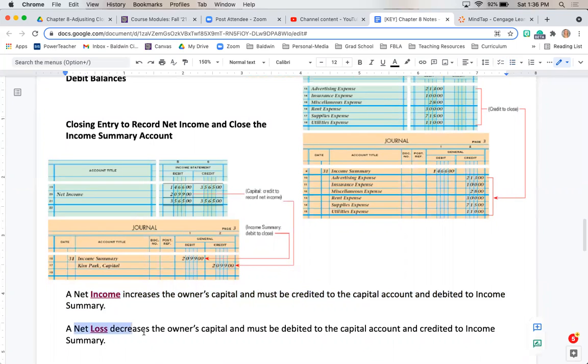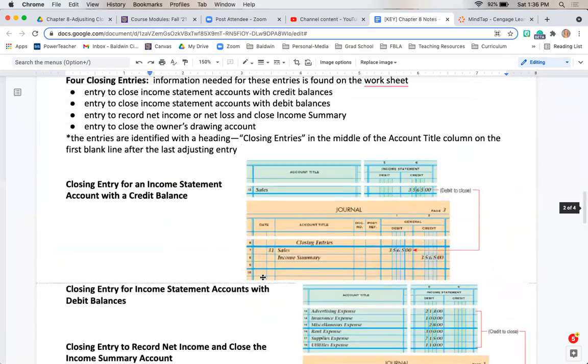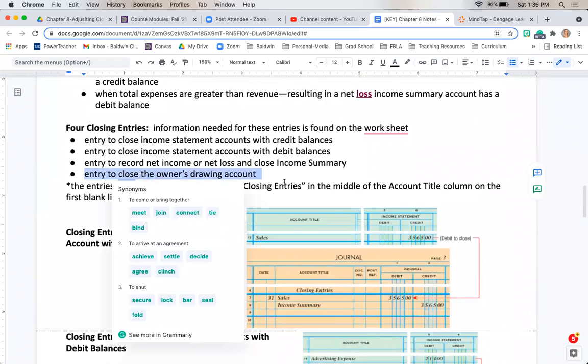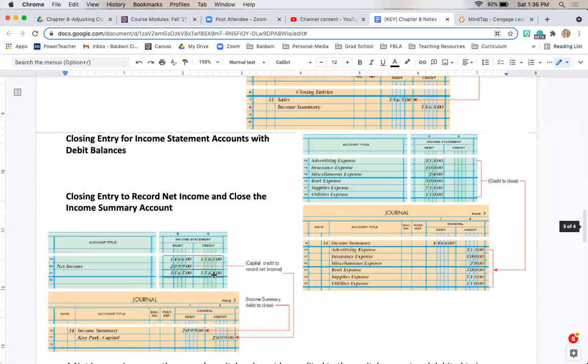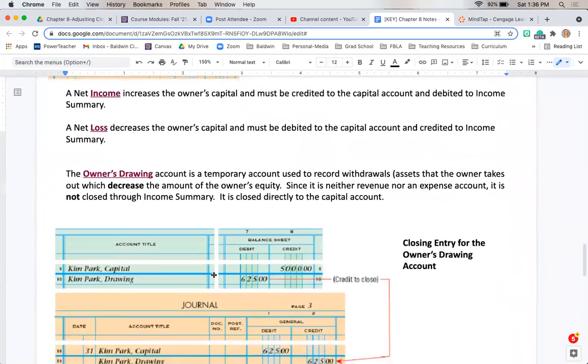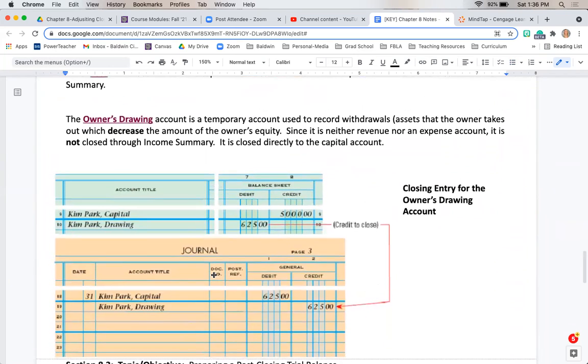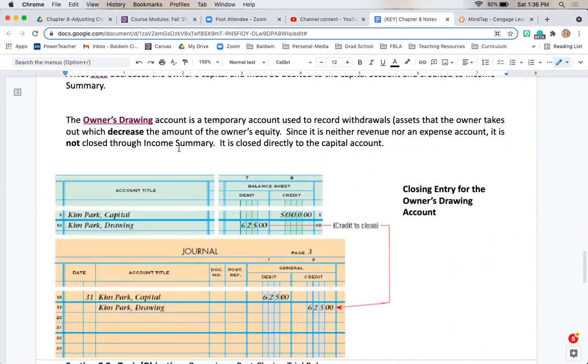If we have a net loss, that's going to decrease owner's capital, which is going to result in a debit to capital and a credit to income summary. The last account we have to close is our owner's drawing account because it is also a temporary account. To close owner's drawing, we do the exact opposite because owner's drawing is decreasing the amount of owner's equity. It's neither a revenue nor an expense account, so it's not closed through income summary. It's just closed directly into capital.